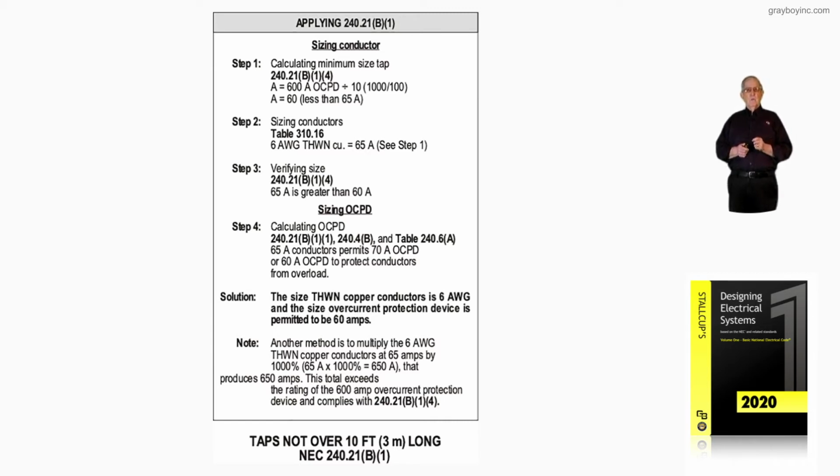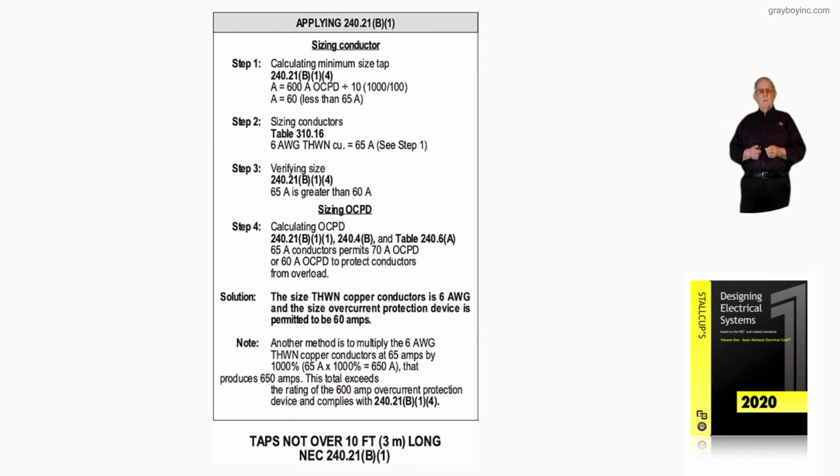Now, step 2, Table 310.16, we're using a number 6 that's good for 65 amps. So naturally, we're larger than 60, so that's okay. Now, step 3 that you see, we're applying 240.21(B)(1) item 4. And notice 65 amps is greater than 60, so we're in full compliance up to now.